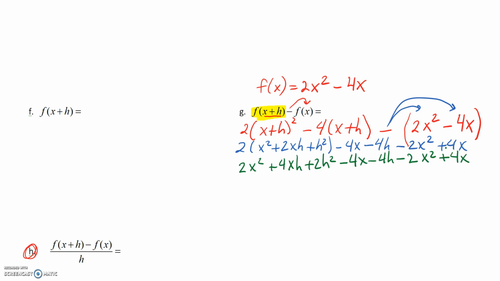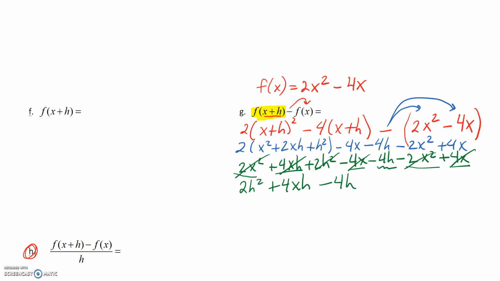Now it's just combining like terms and seeing what we can combine and what cancels out. For the x squared terms, we have 2x squared and a minus 2x squared, so that's going to cancel out. For the h squared terms, I just have 2h squared. That's done. For the xh's, we have just this one, plus 4xh. And we have a minus 4x and a plus 4x, so those will cancel out. Then all that's left over is the take away 4h.